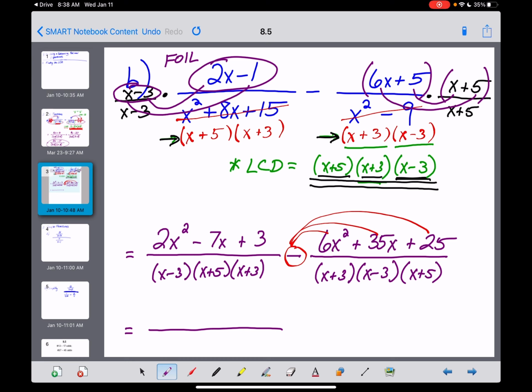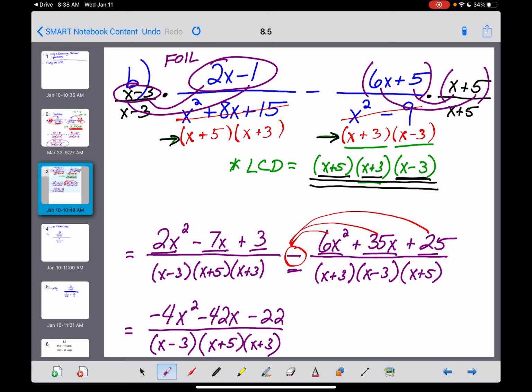So, first term, we're taking a 2x squared minus 6x squared. That is a negative 4x squared. Then linear terms, we've got a minus 7x, and this becomes a minus 35x. That's a minus 42x. Gotcha. And then at the end now, our constants, we've got a positive 3 minus 25. That's a minus 22 all over your common denominator. And the order in which you write these three factors does not matter, guys. X minus 3, x plus 5, and x plus 3. But any order of those three would be okay.